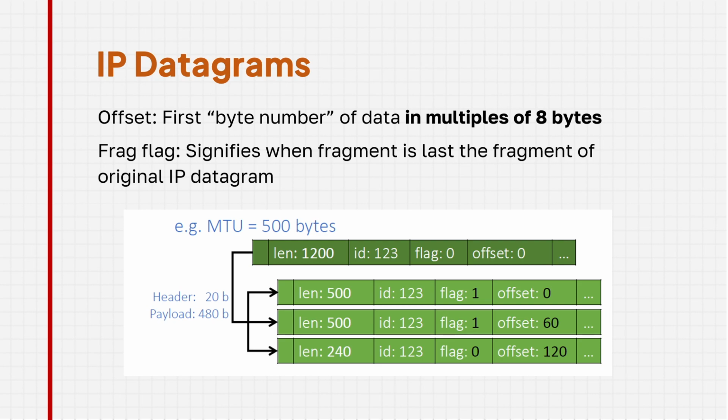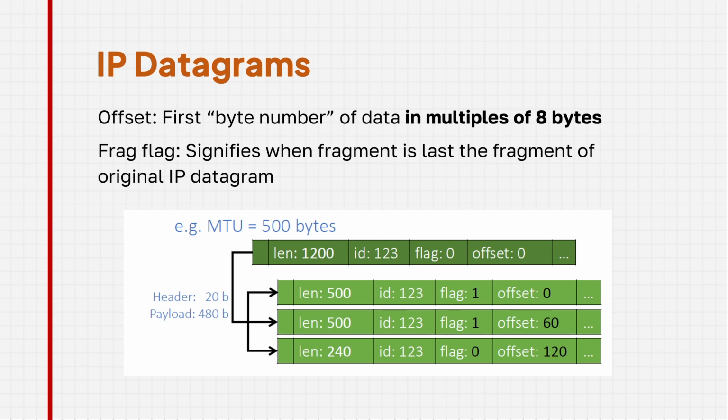So that means, for example here, if my header is 20 bytes and my payload is 480 bytes, then in that case, the first datagram, the small fragment, will contain byte 0 to 479. Then the second one will contain 480 to 959. And the third one will contain 960 and onwards.